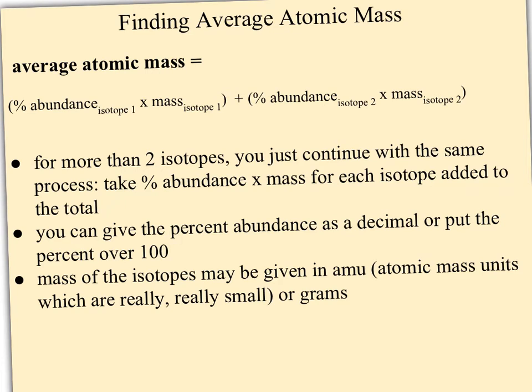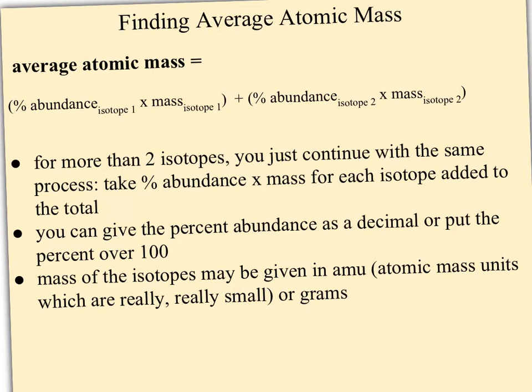So how do we find the average? You take the percent abundance for any isotope times the mass known for that isotope, and you do that for every isotope you have, and you add them up. My formula here just shows 2 isotopes. If you had more than 2 isotopes, you just continue with this same process: percent abundance times mass. And you can give the percent abundance as a decimal, or you can put the whole percent over 100. And I'll show you what I mean by this. But the mass is really the average of 100 atoms, or 100% of the sample.